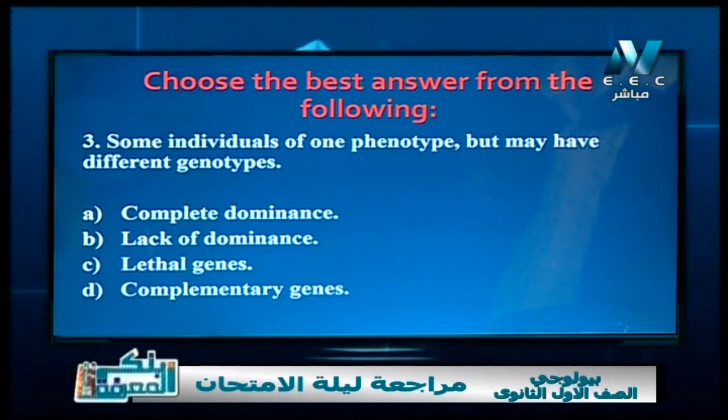Another question: some individuals of one phenotype may have different genotypes. So in some cases we have individuals with different genotypes, but all of them having the same phenotype. So what does this case represent? It represents complete dominance or lack of dominance, lethal genes, or complementary genes.